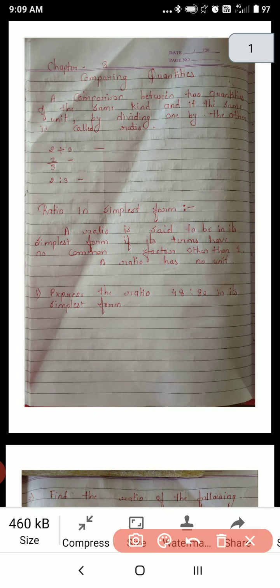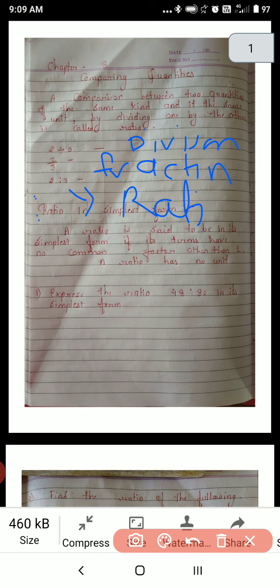Here I have given three forms. 2 divided by 3 is a division. 2 by 3 is the fraction form. And 2 ratio 3, this is the sign of a ratio. This sign with two dots, this colon, means ratio.